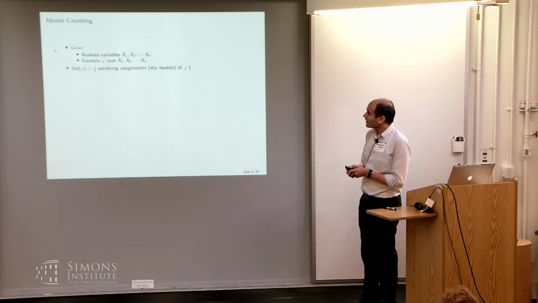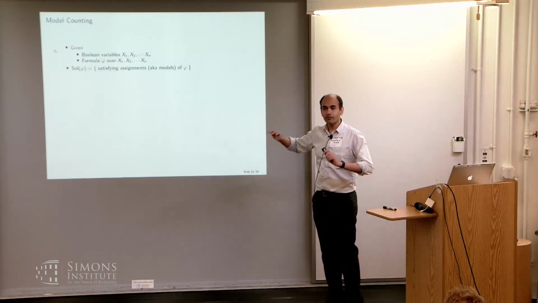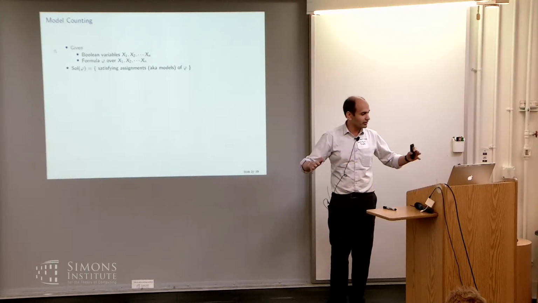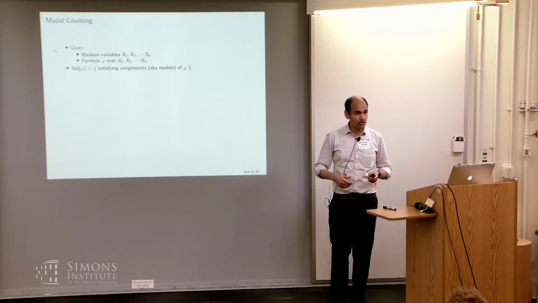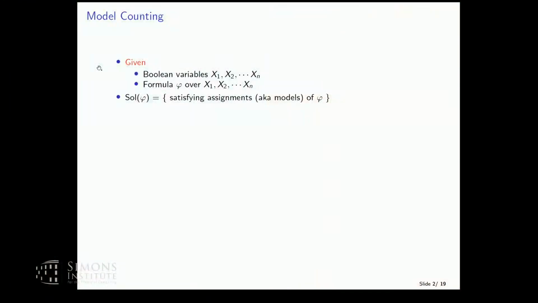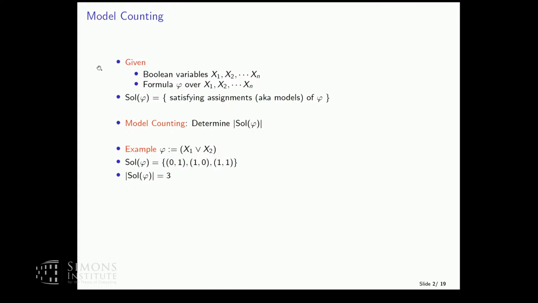Right, so let me first quickly recall the model counting problem we have seen so far. We have a set of Boolean variables. There's a formula of these Boolean variables. The problem is to count how many satisfying assignments there are. I'll use the notation Sol(phi) to denote the set of satisfying assignments of this formula. If you have a formula that is x1 or x2, there are three satisfying assignments, all the assignments except where we assign x1 and x2 to 0, 0. And a counter should be able to give an answer 3.